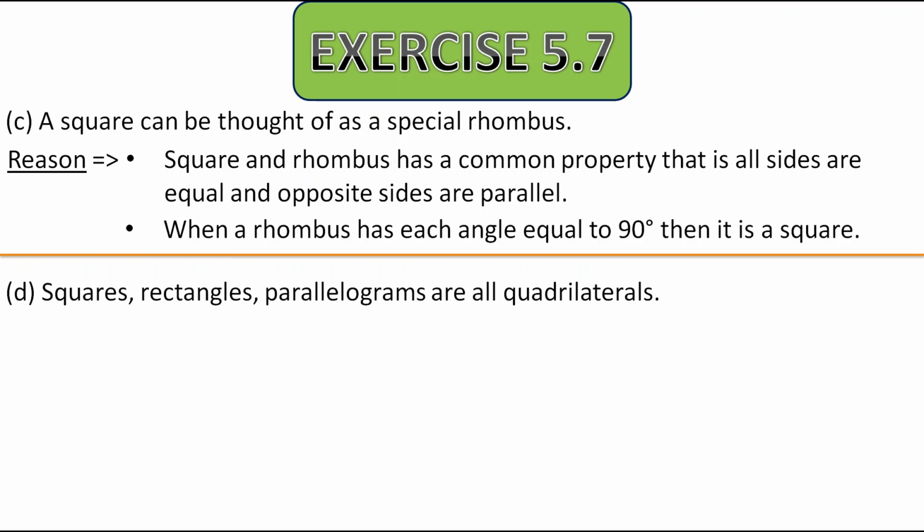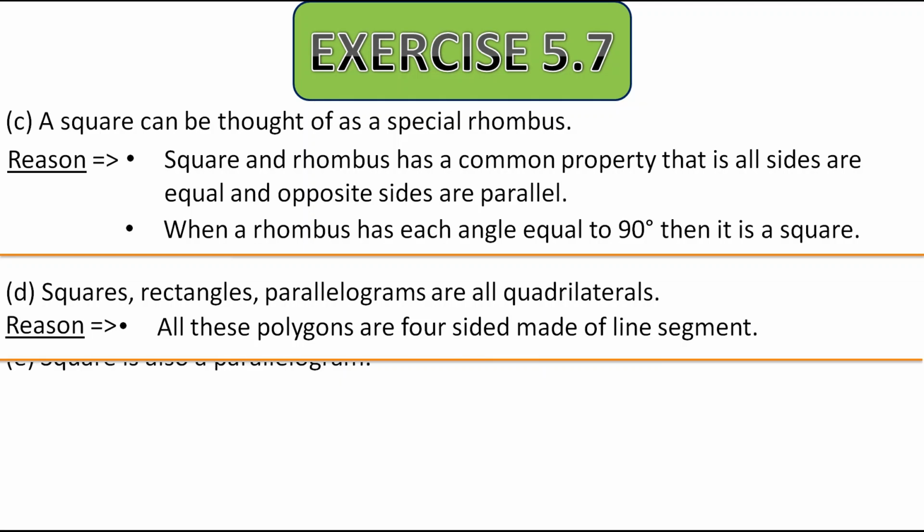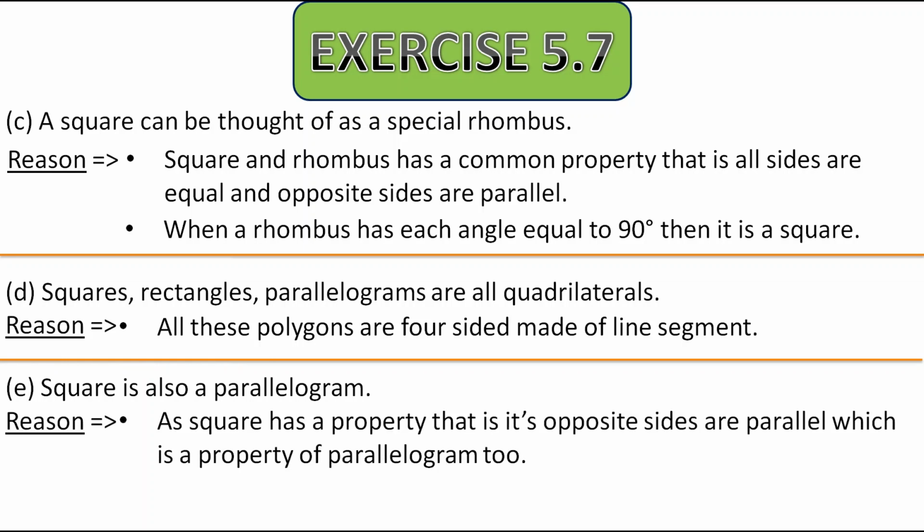Okay. So the next statement is squares, rectangles, parallelograms are all quadrilaterals. Yeah, of course, because all these polygons are four-sided, made up of line segments. And we all know that these are the types of quadrilaterals. Okay. Next comes square is also a parallelogram. So for this we have a reason that a square has the property that its opposite sides are parallel, which is a property of a parallelogram too. Okay, means a square has opposite sides parallel, and in a parallelogram also opposite sides are parallel. So we can say square is also a parallelogram.